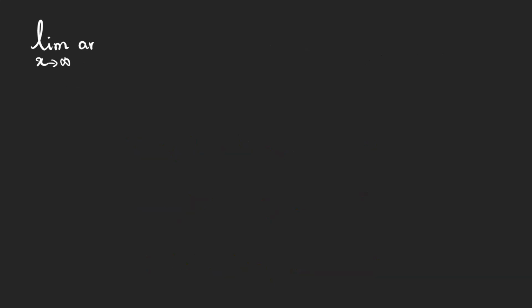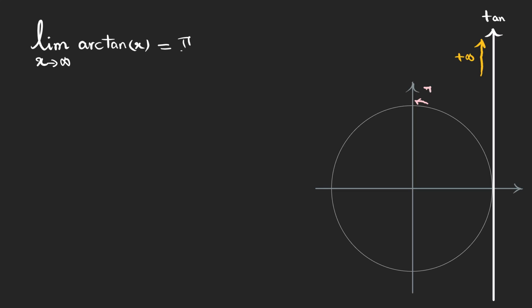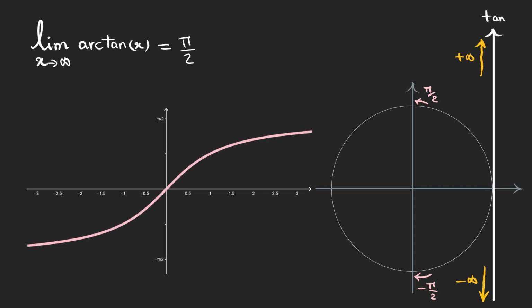The next example is arctangent of x. We are going to use the unit circle to calculate the limits. This axis is the tangent of x, and for the arctangent function, the value on this axis is the value of x we use in the inverse function. When the values on this axis get larger and larger in the positive direction, the value of arctangent tends to pi over 2. And when x goes to minus infinity, the limit of arctangent becomes minus pi over 2. This is the graph of arctangent of x, and you can see that the limits at infinity are pi over 2 and minus pi over 2.